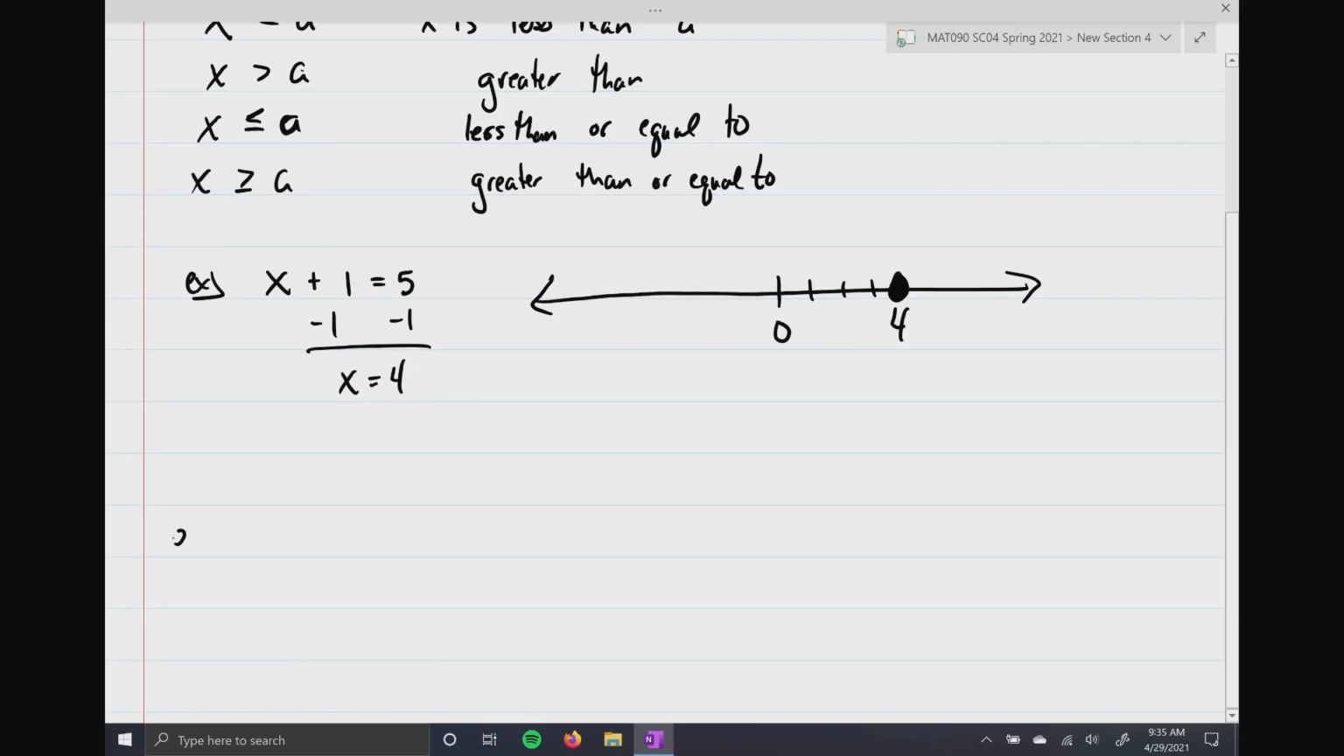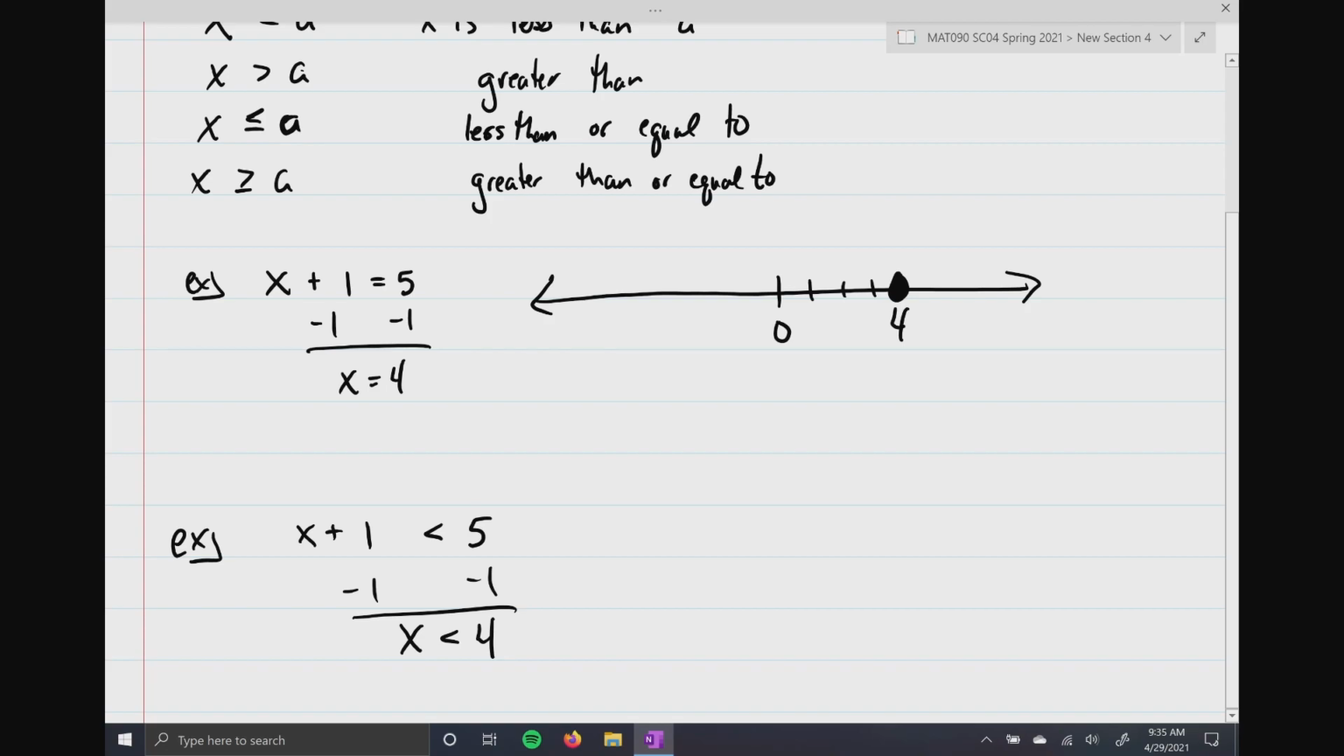Now, if I gave you this example, x plus 1 is less than 5, our method is still the same. The x is raised to the first power, so that means it's linear. So I know I need to get the variable terms on one side, constant terms on the other. All this stuff is still the same. So I still subtract 1 from both sides, and I get x is less than 4.